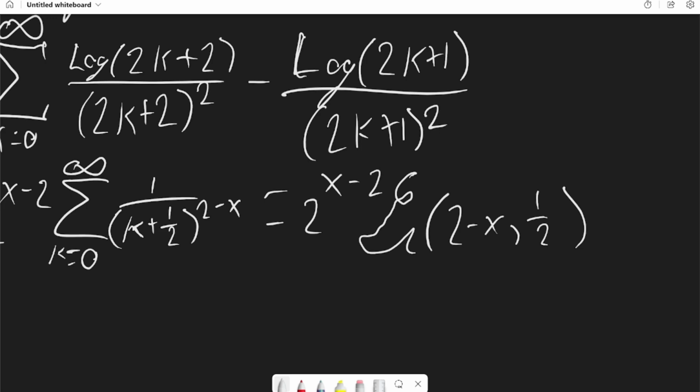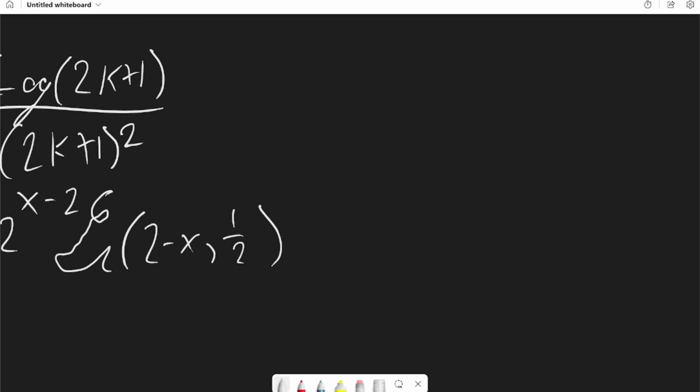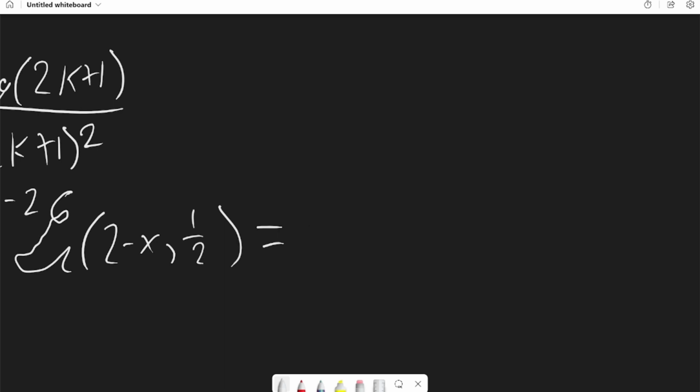Okay, now there's a cool identity regarding the Hurwitz zeta function with 1/2 as its second input. I'm just going to apply it here real quick. I'll put it at the top for now. You get the Hurwitz zeta function of x and 1/2 equals 2 to the x minus 1 times the Riemann zeta function of x.